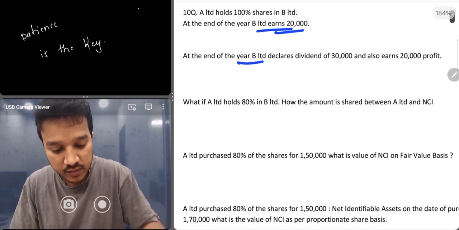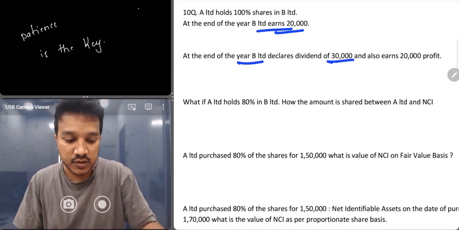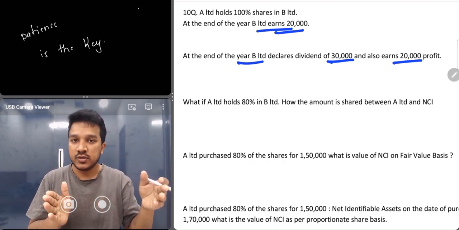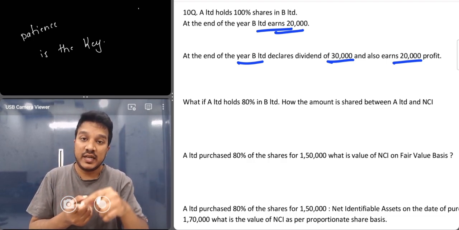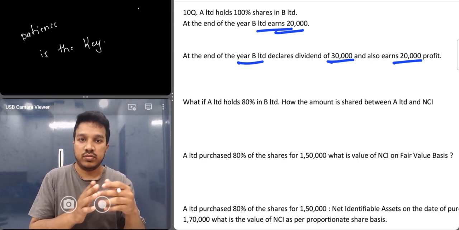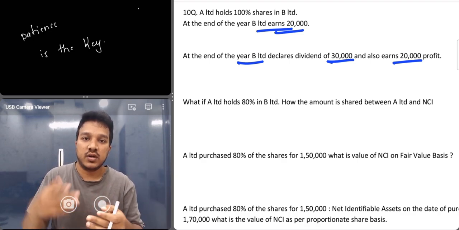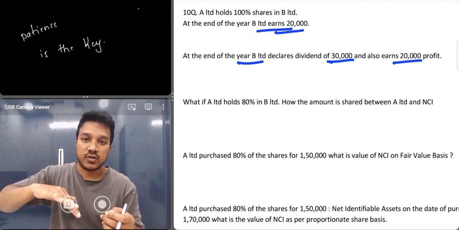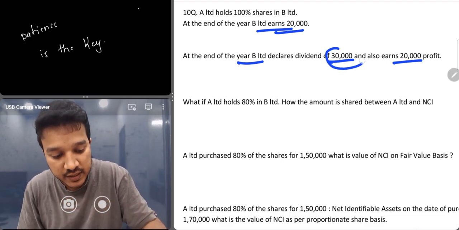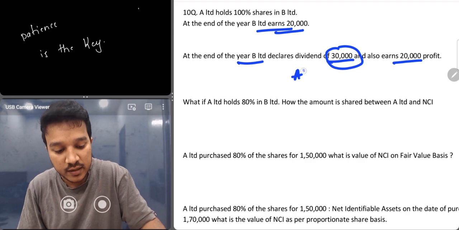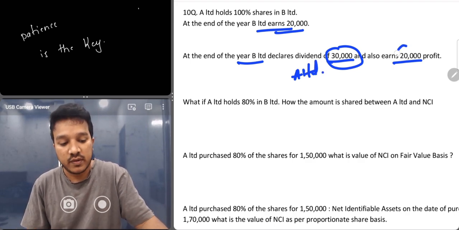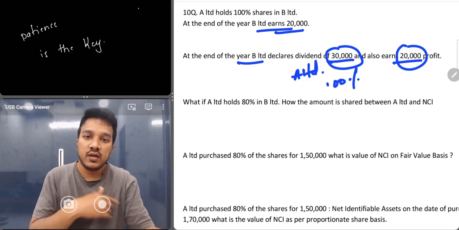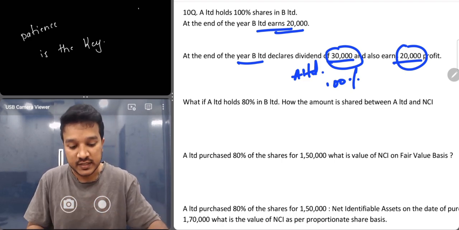At the end of the year, B Limited declares a dividend of 30,000 and also earns a profit of 20,000. Same, A Limited is holding 100% of the shares in B Limited, and B Limited is giving the dividend to its shareholders. Who is the shareholder? A Limited, because it is holding 100% of the shares. So whatever dividend is paid, the amount of 30,000 will go to A Limited, and also whatever profits are earned will go to A Limited, because A Limited has 100% of the holding. Correct? Okay, let's see the other one.